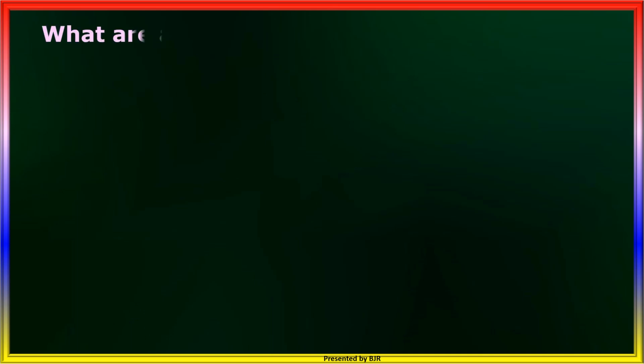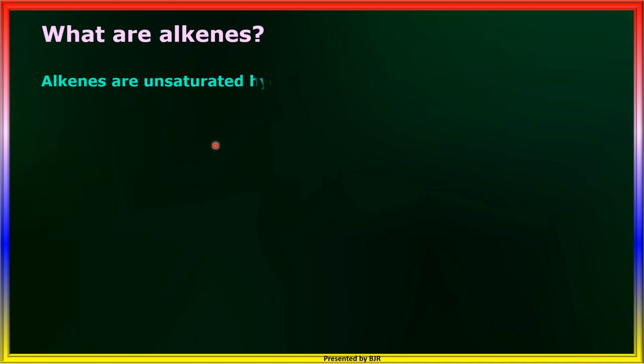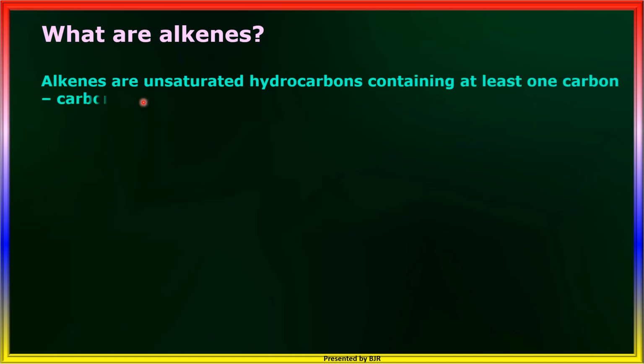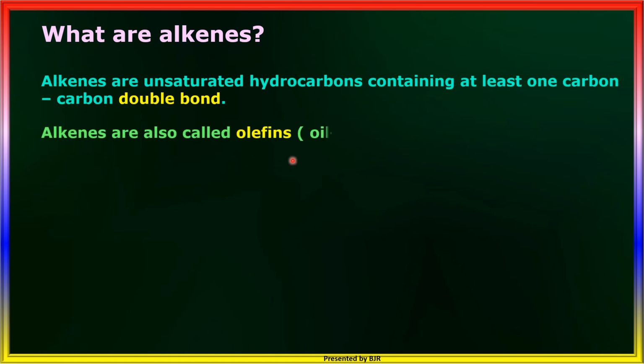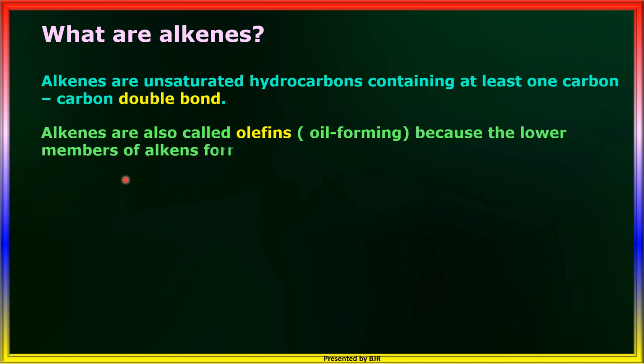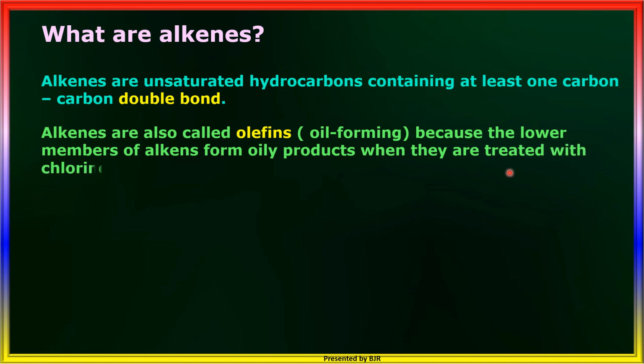Now let us see what are alkenes. Alkenes are unsaturated hydrocarbons containing at least one carbon-carbon double bond. Alkenes are also called olefins, that is oil forming, because the lower members of alkenes form oily products when they are treated with chlorine or bromine.